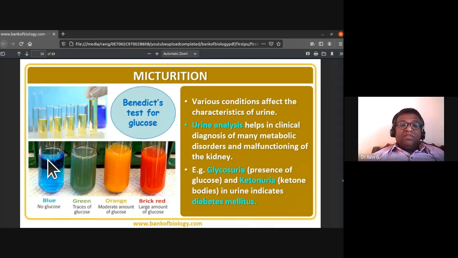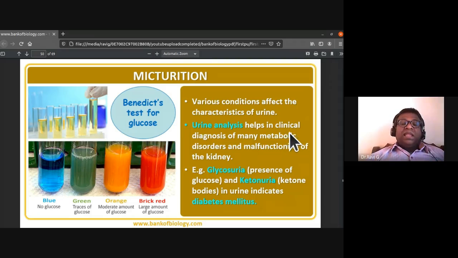If there is a blue color when Benedict's reagent is added to the urine, there is no glucose. If there is green color, traces of glucose are there. If it is orange, a moderate amount of glucose is present. If it is brick red, a large amount of glucose is present. These are the indicators in Benedict's test.